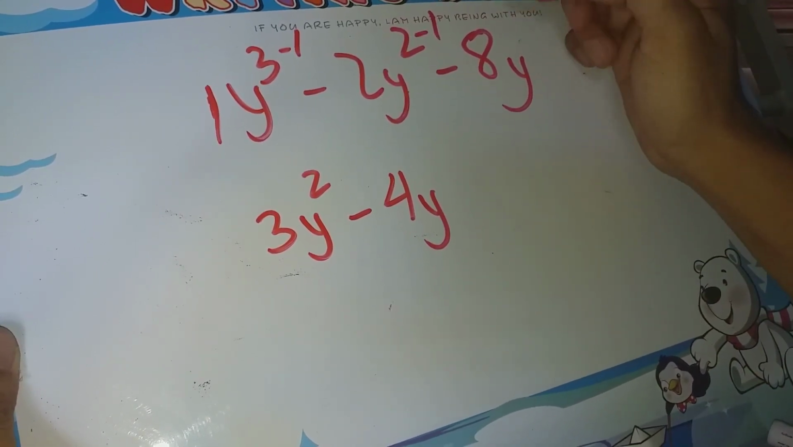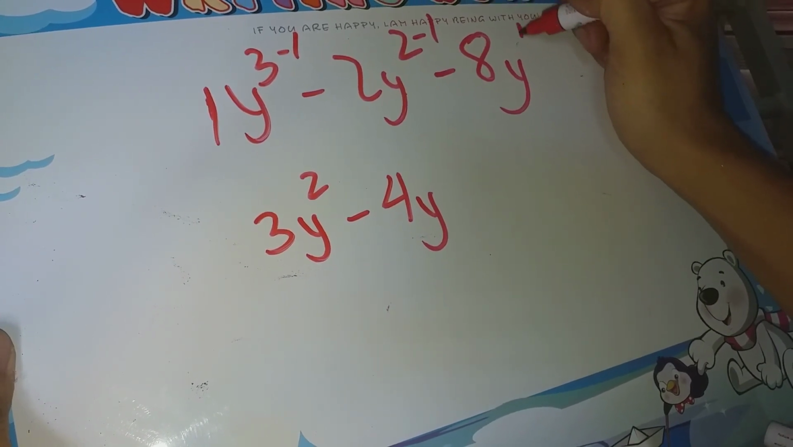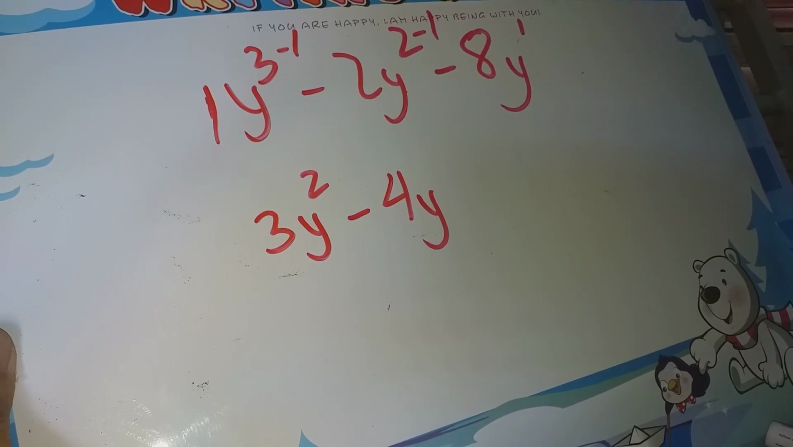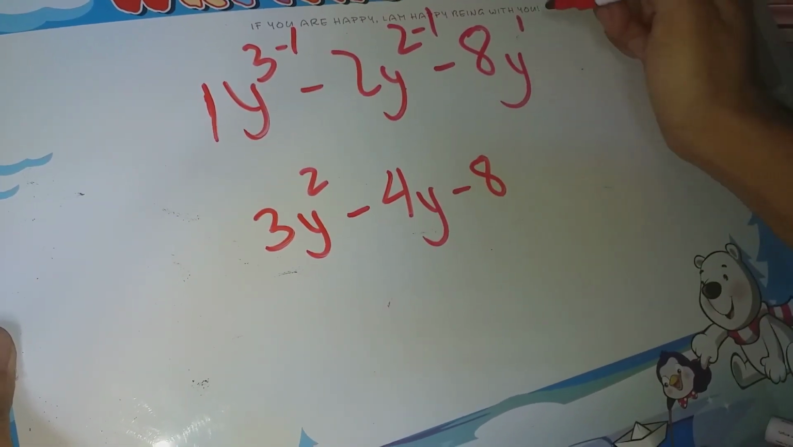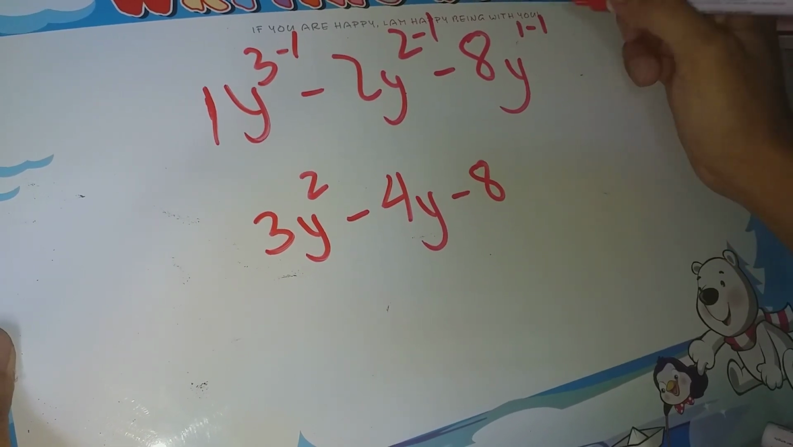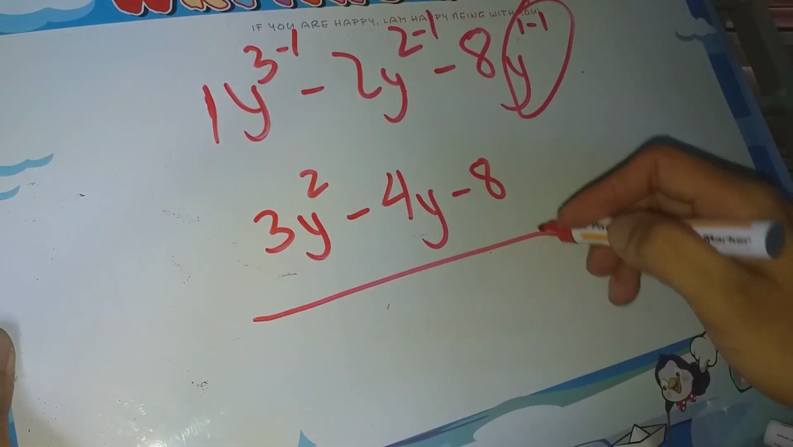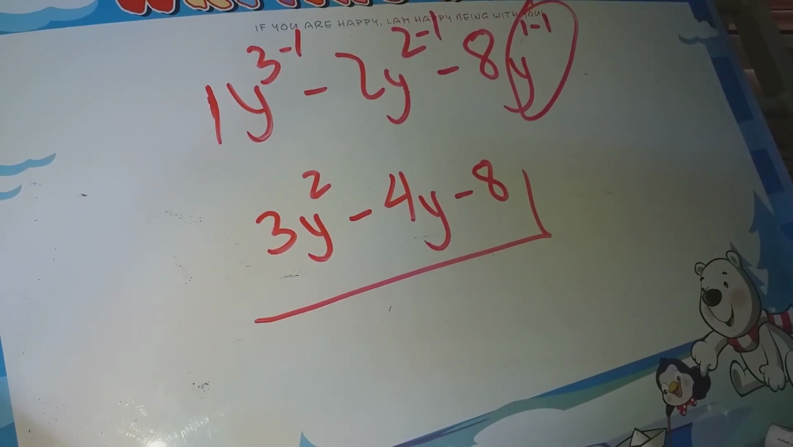And then to the last term, there is an imaginary 1 in the exponent. So negative 8 multiplied by 1 is negative 8. And then we're going to subtract 1 from the exponent, or simply disregard the literal coefficient. So the final answer on number 6 is 3y squared minus 4y minus 8.